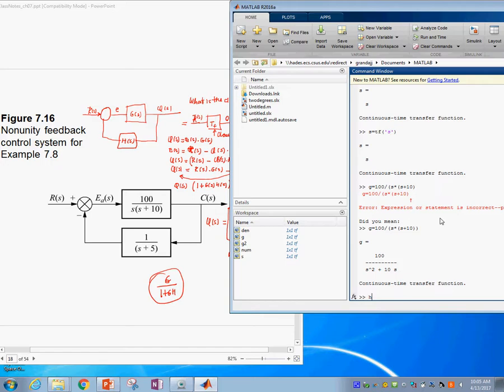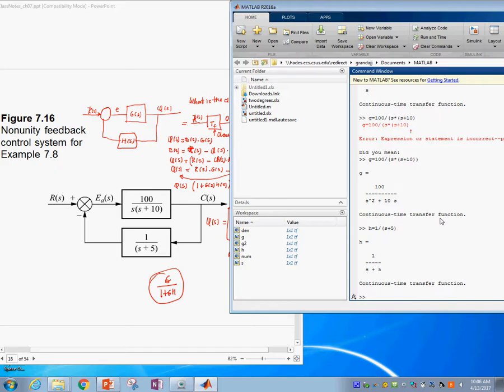H is going to be equal to 1 divided by parentheses, and that is S plus 5, like that.